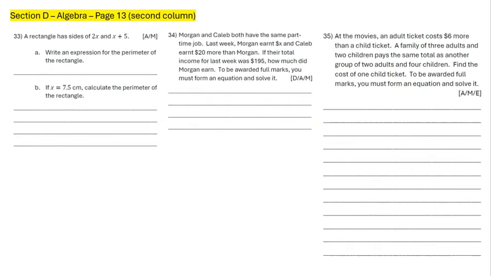Okay, so we're now on to 33. So number 33. This is an A-B question. I try not to do too many of these in exams, but we've got one here. So we've got a rectangle. It has sides of 2x and x plus 5.